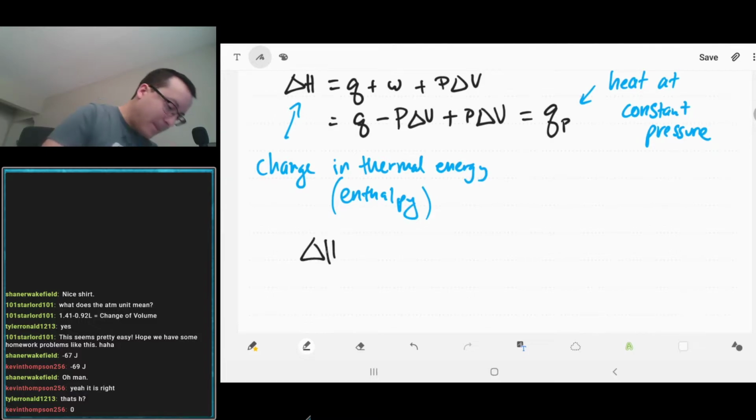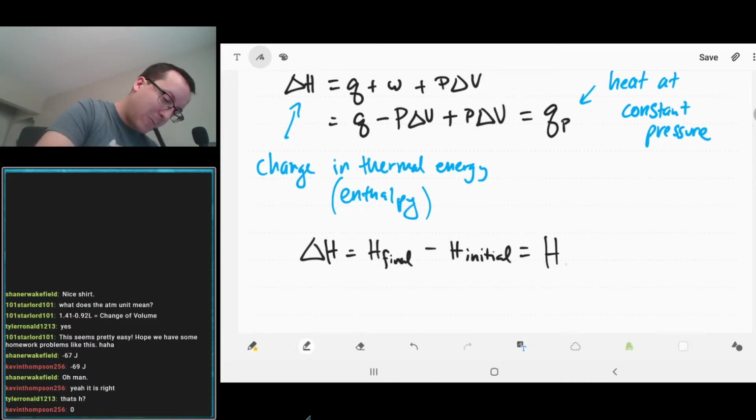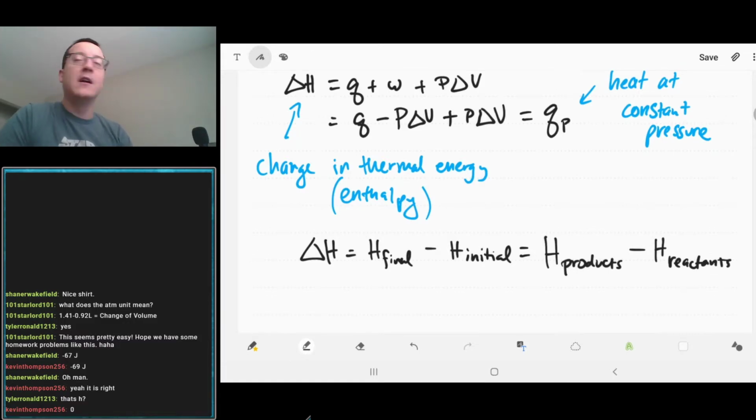We know delta anything is always final minus initial. But in chemical reactions, it's the same thing as saying the enthalpy of the products minus the enthalpy of the reactants. And trust me, we are going somewhere with all this. I know I'm just throwing out a whole bunch of equations at you, but we'll see how this is going to work.